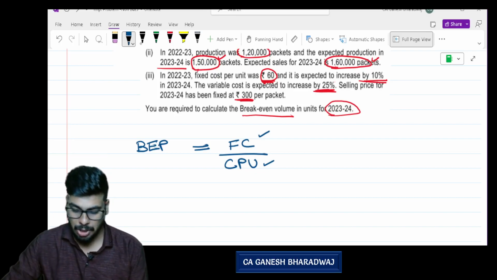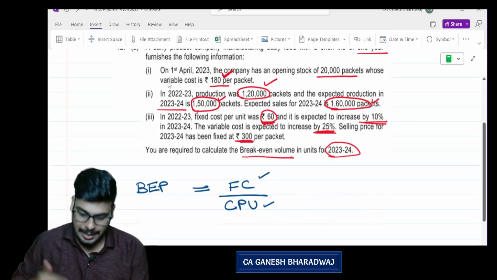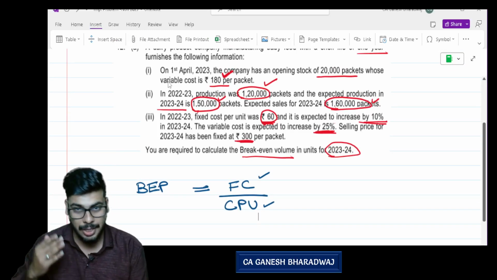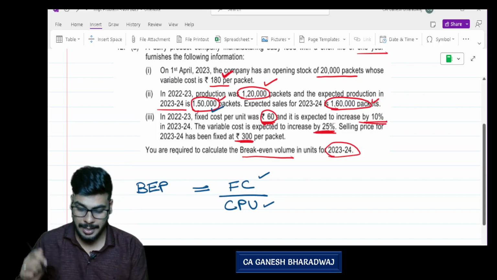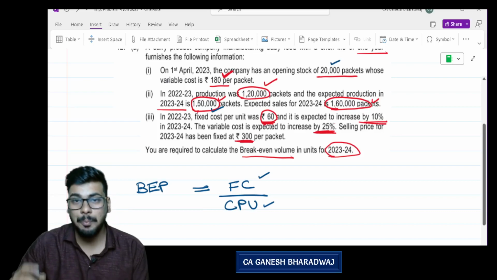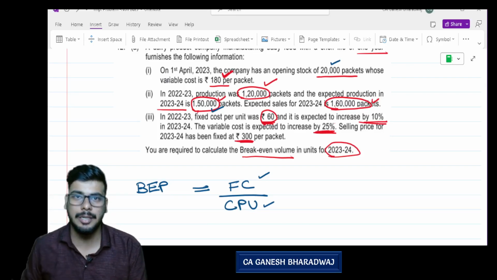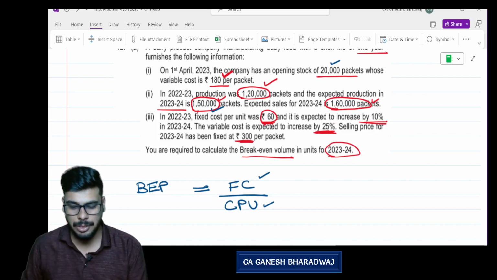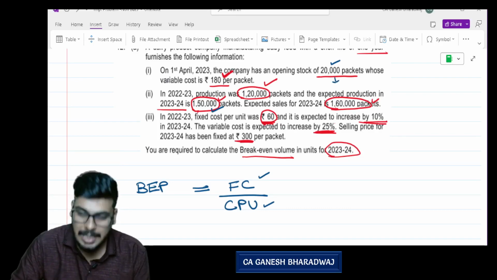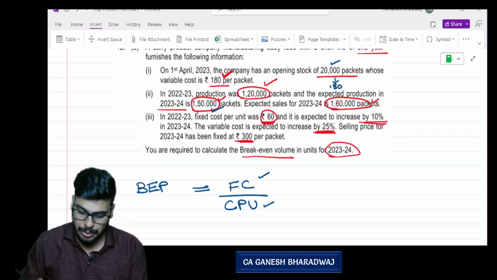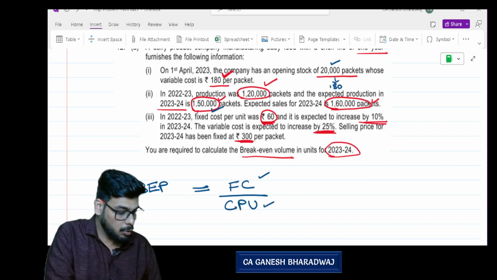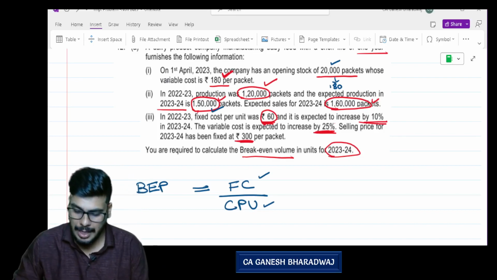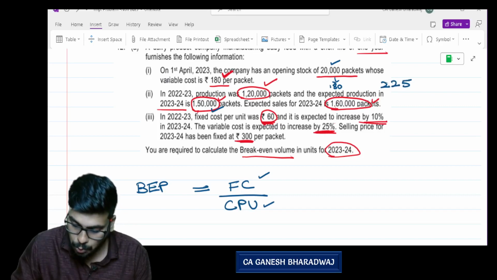Why? Because now for the financial year 23-24, look what they are saying. Their expected production is 1,50,000. But they are also saying there is an opening stock of 20,000 units. Now, for this 20,000 units, the variable cost per unit is 180. For the current year units produced, the variable cost increases by 25%. So it's going to be 180 into 1.25. So in the current year, whatever units I manufacture, it will be manufactured at the rate of 225 rupees.